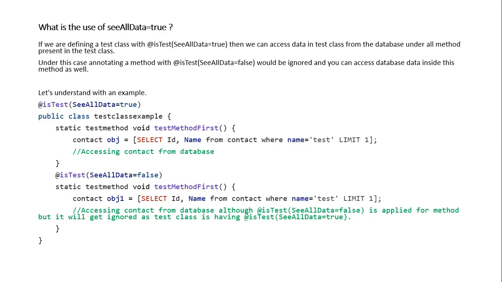We can put it in words like, wherever SeeAllData equals true, you can access the data. Where it's false, it doesn't matter. Where it's true, you will access all the data. Here we are using the contact object from the database. Here also we are accessing contact; although false is applied for the method, it will be ignored as the test class has @isTest SeeAllData equals true.